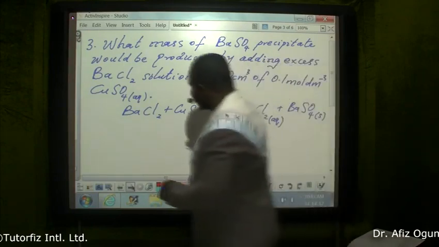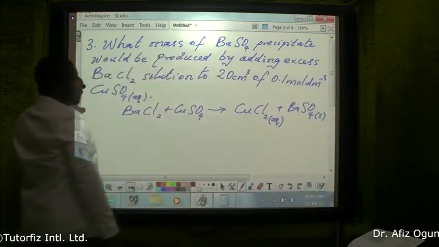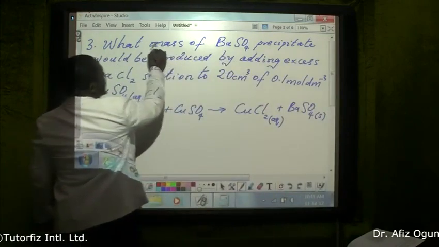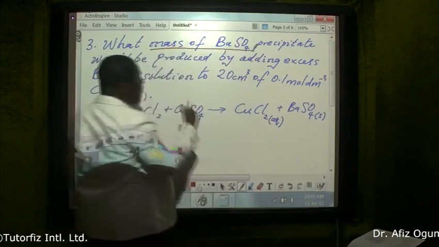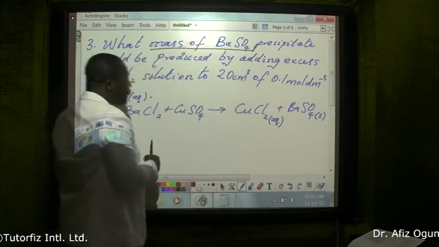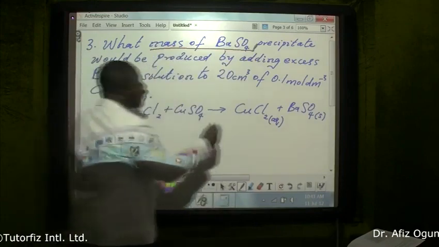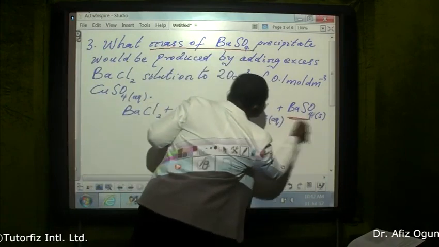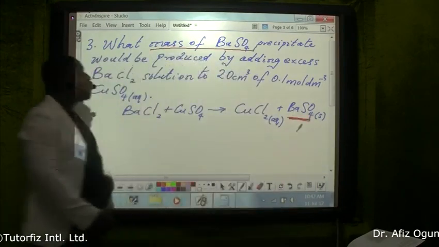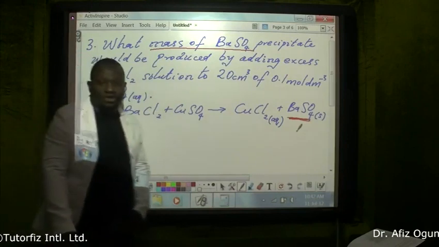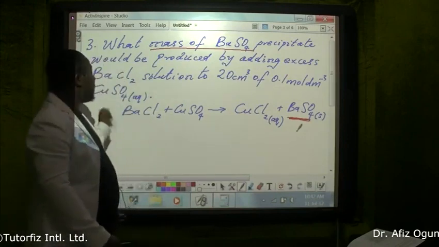Easy. What are they asking for? What mass of the precipitate will be formed? Of course, this is a precipitation reaction. This is our precipitate. You need the mass of this that will be formed. Look at the equation first, to see if it's a balanced equation. Is this equation balanced?